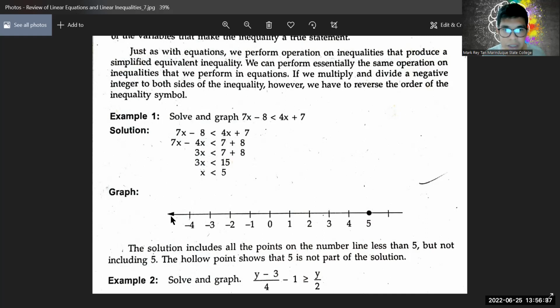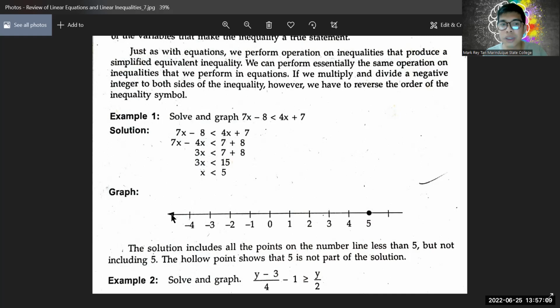So we have here the x-axis, the horizontal line. And then we put the numbers. Mag-start tayo sa 5. Since we're talking about numbers here which are less than 5, kaya pakaliwa yung direction natin. Unlike kung this is greater than, pakanan naman. Since ang pinag-uusapan natin are numbers that are less than 5, we have to put here an arrow.